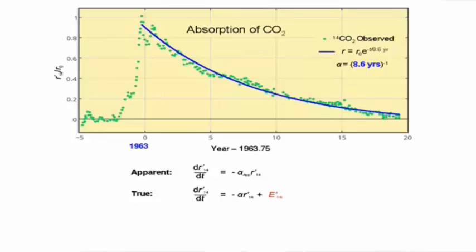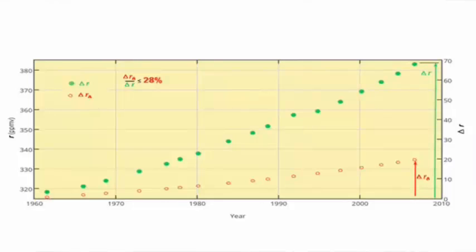From the apparent and true forms of the conservation law, it can be shown that actual absorption can be only faster than that apparent in carbon-14. With an absorption time of less than a year, the anthropogenic fraction of increased CO2 isn't just smaller than 30%, it's smaller than 3%.